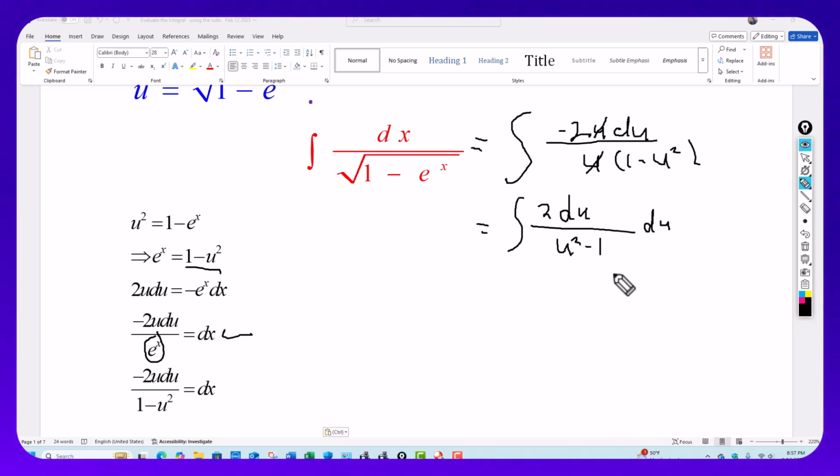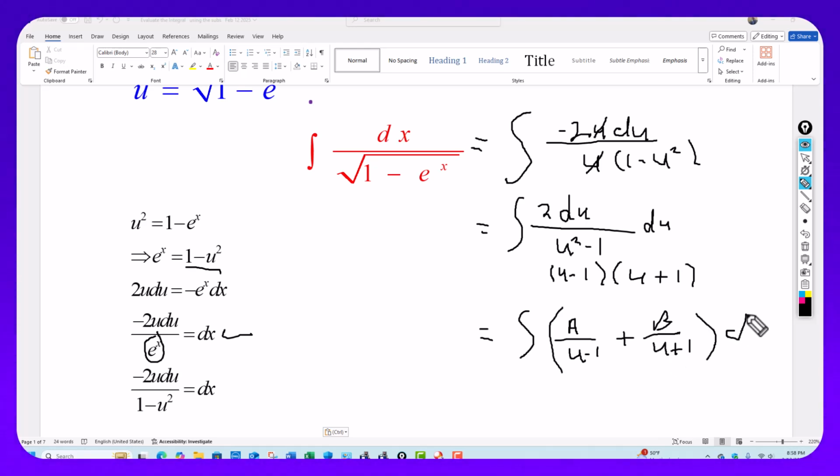Now this is a rational expression in terms of u, so I could factor the denominator into u minus 1 and u plus 1 and use partial fractions. So this is going to give me then the integral of 2 over (u minus 1)(u plus 1). So that can be broken up into partial fractions. Since we have linear factors there, some constant A over u minus 1 plus some constant B over u plus 1, du.